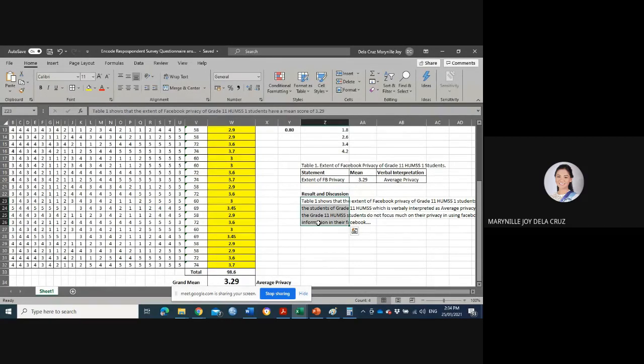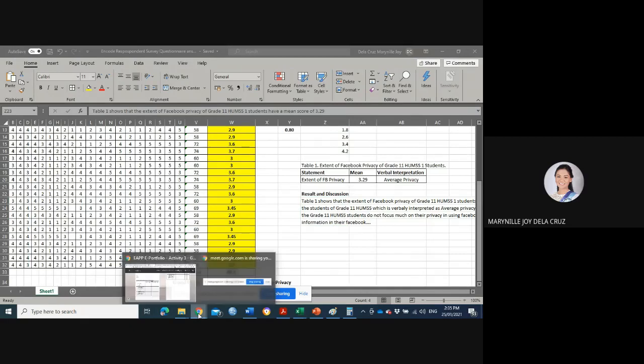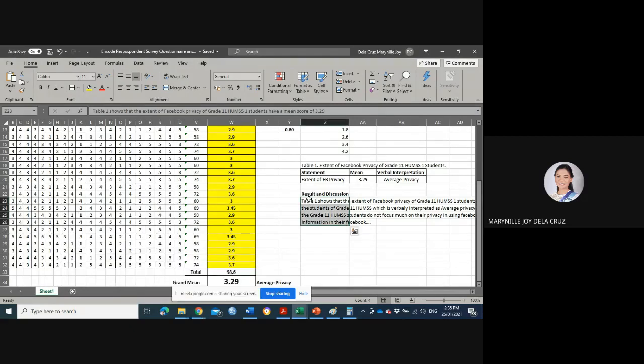Now, may I ask you a question? In comparison with your output in your module 1, when I asked you to write a result and discussion, or the discussion of your gathered data, what is the difference between this example and your output? So what is the difference?